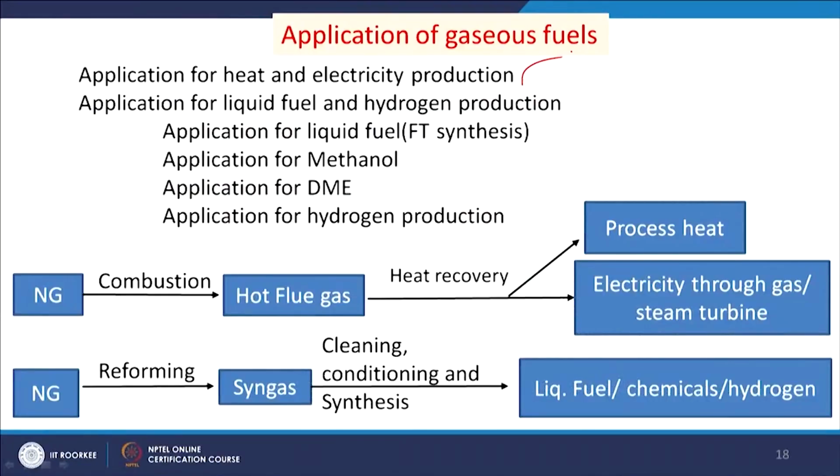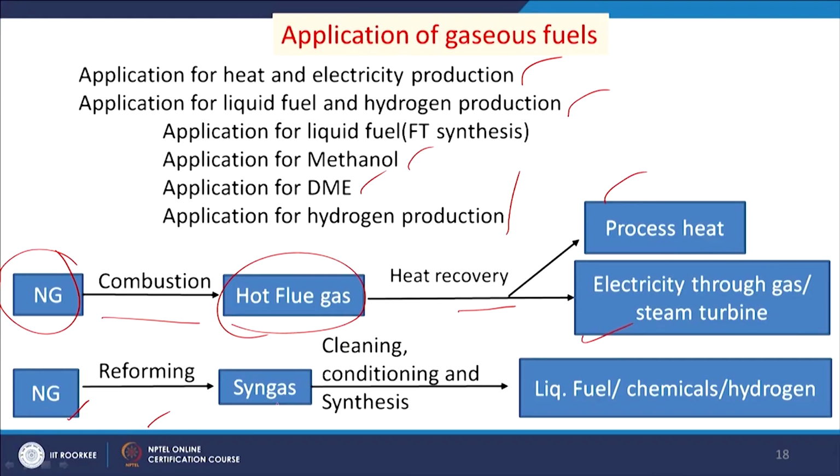Now we will see how these various types of gases can be used conventionally. They can be used for heat and electricity production, a very conventional method, and for liquid fuel and hydrogen production. Methanol, DME and hydrogen can be produced. So we have natural gas. We follow the combustion route, get hot flue gas, then heat recovery, which gives us process heat and electricity through the steam and gas turbine.